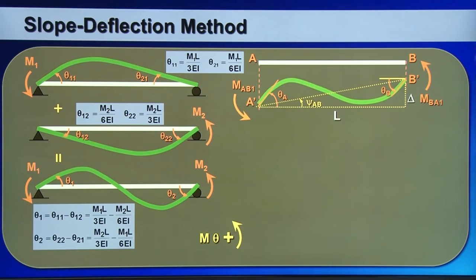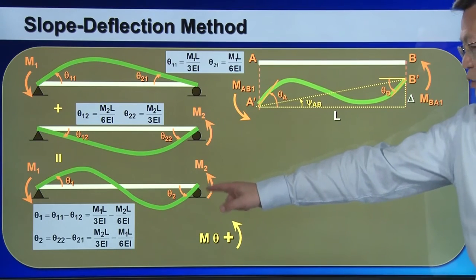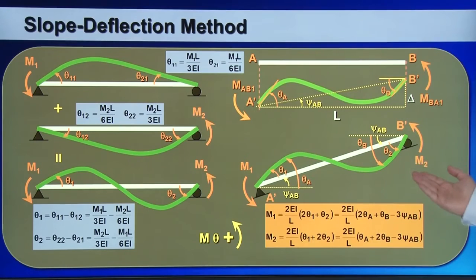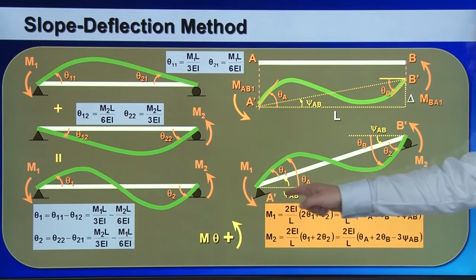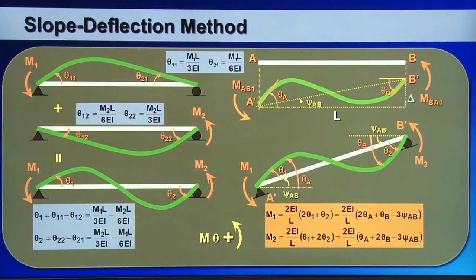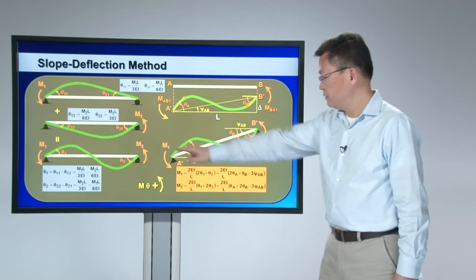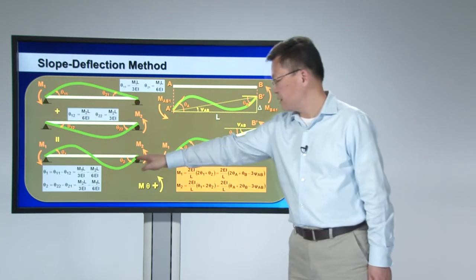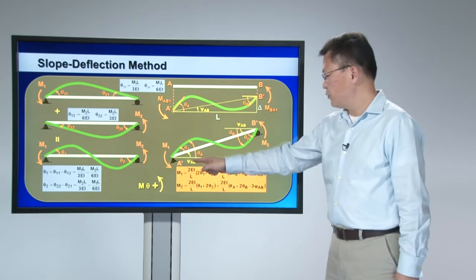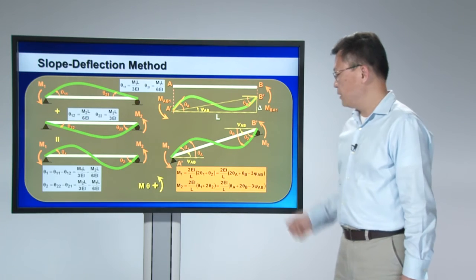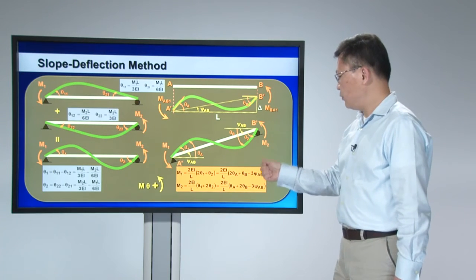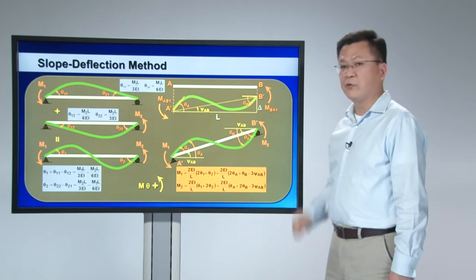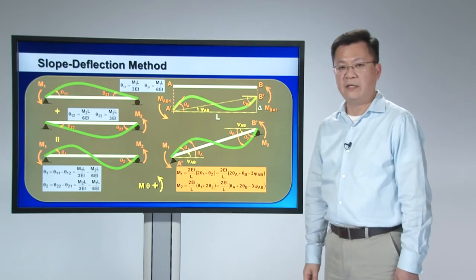Next, I can perform a rigid body rotation for this structure, tilting the right-hand side upward by a rigid body rotation angle of psi AB. So this is theta1, theta1. This is theta2 and theta2. This is the rigid body rotation angle. By doing so, it does not create additional bending moment in your structure.